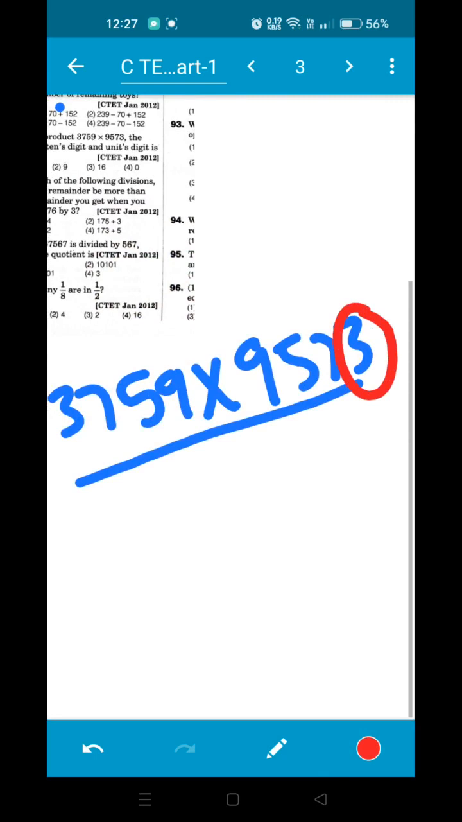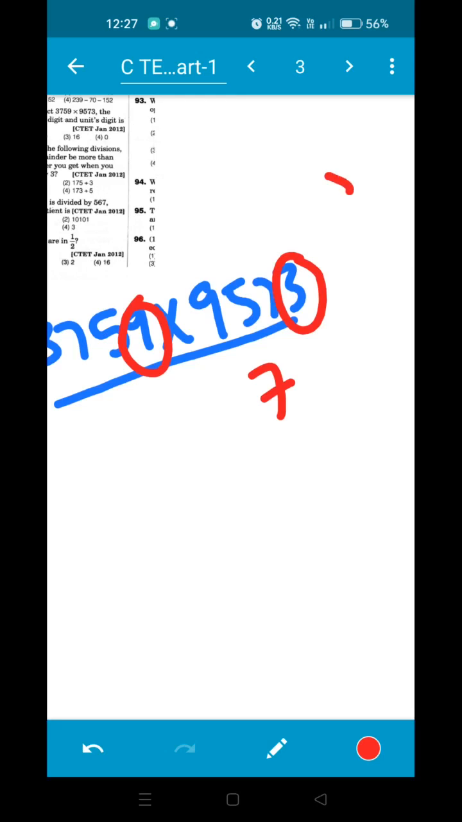Units digit first, verify. So 3 into 9, 27. Tens also we need. So 9 3s are 27, 7 I kept, 2 left. Next we multiply 3 into 5, 15. 15 plus 2, 17. So 1. So these two, ones and tens, are enough.